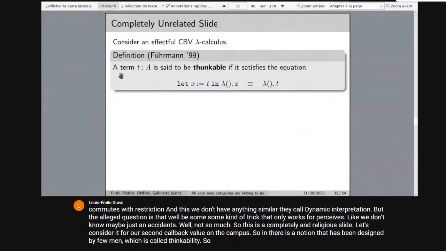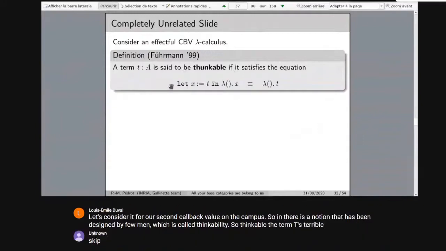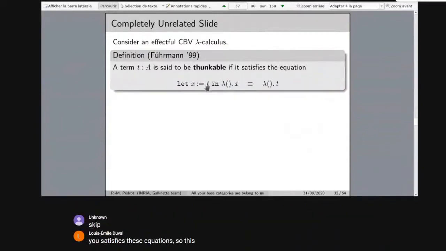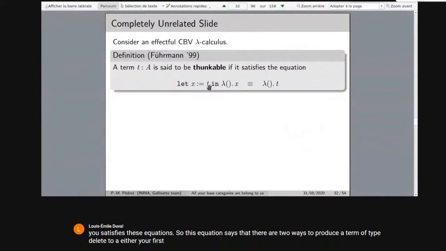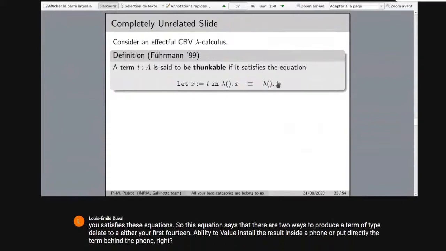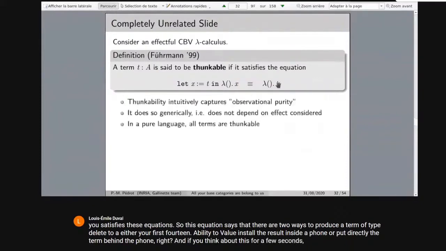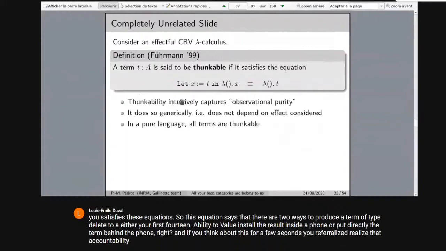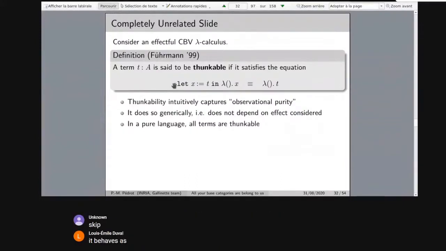So a term T is thunkable if it satisfies this equation. This equation says that there are two ways to produce a term of type unit to A. Either you first force T, evaluate it to a value, and store the result inside a thunk, or you put the term directly behind the thunk. And if you think about this for a few seconds, you will realize that thunkability is an intuitive notion of observational purity, in the sense that T is thunkable if it behaves as if it were a value.